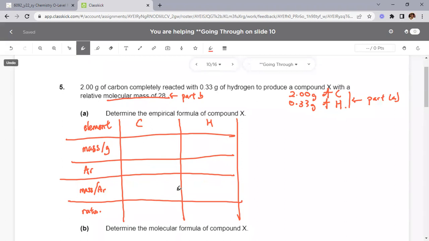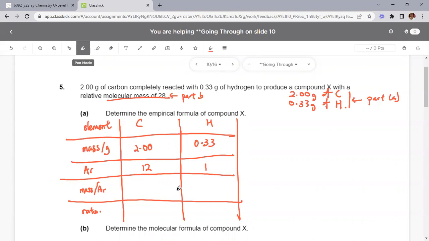Okay, so let's fill in the steps. This one here I know is 2.00, and gram will be written there. Now here's 0.33. AR for carbon is 12, AR for hydrogen is 1. So these are all the details you can get so far from the periodic table and from the question itself. This is where the calculation comes in.